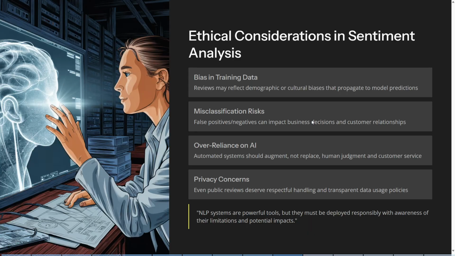Finally, even though this dataset is public, privacy should always be considered when working with text data. So we want to make sure that we have transparency about how we're using the data, and that the information we're collecting from our reviews is going to get stored as data in the model.